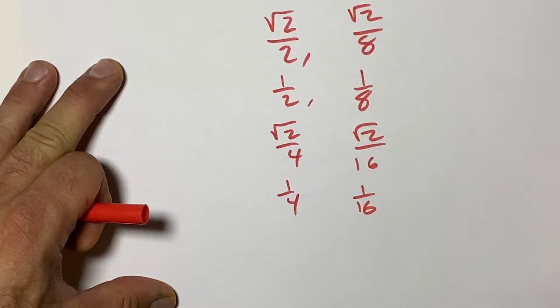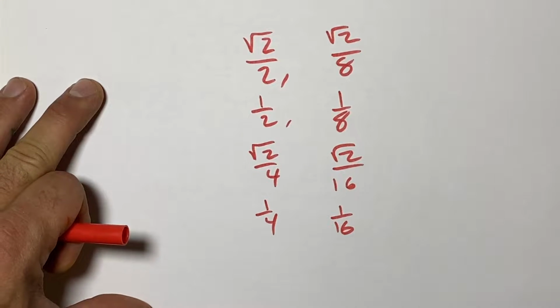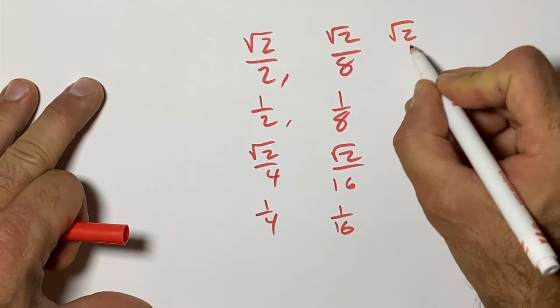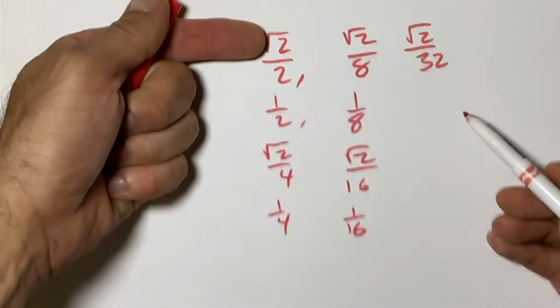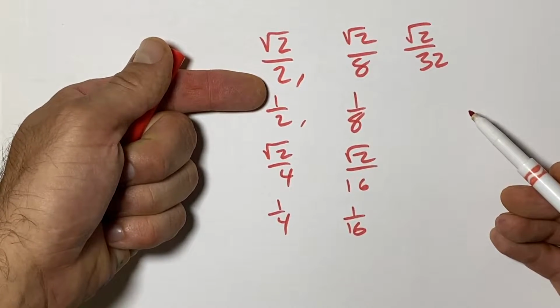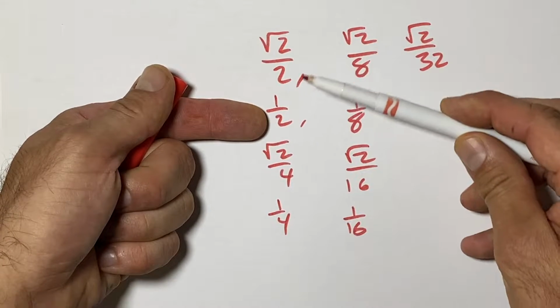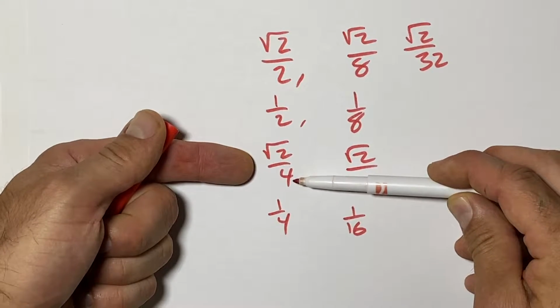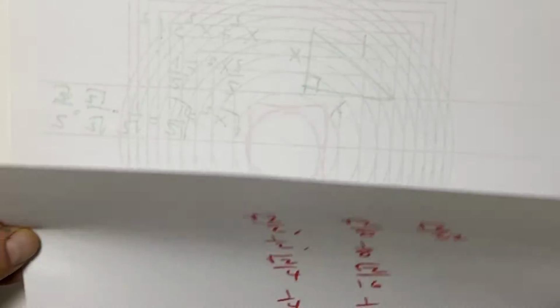So you could probably see the pattern by now. The next one will be, what do you think? Radical 2 over 32. So we alternate between the radical 2 over 2 and then the whole number 1 over 2. And then what we end up doing is we continue that pattern, but the bottom one gets multiplied by 2. So I wanted to show how that works.